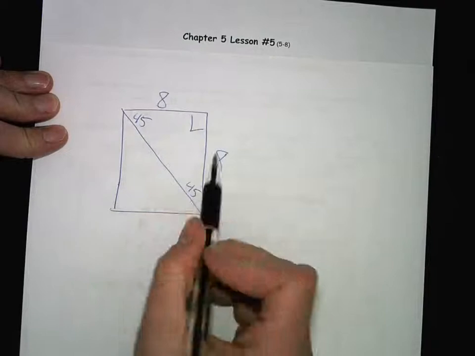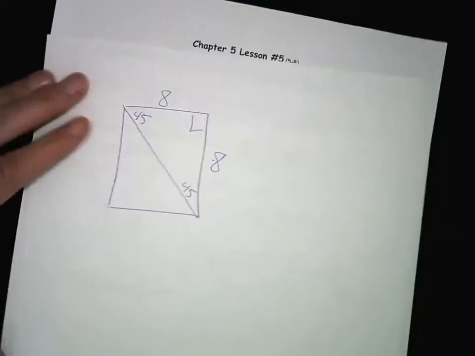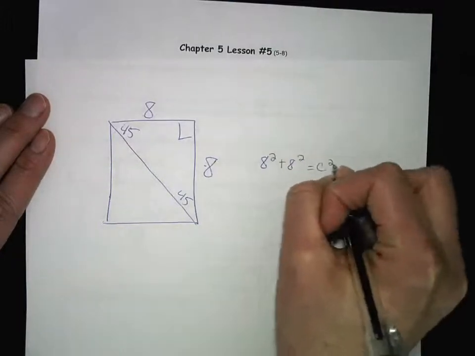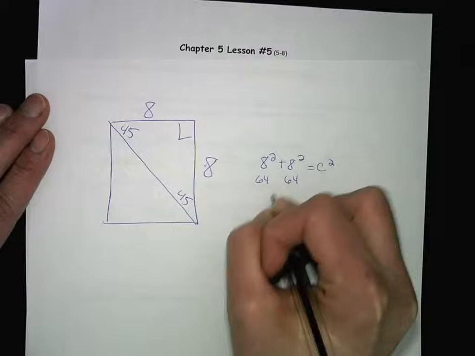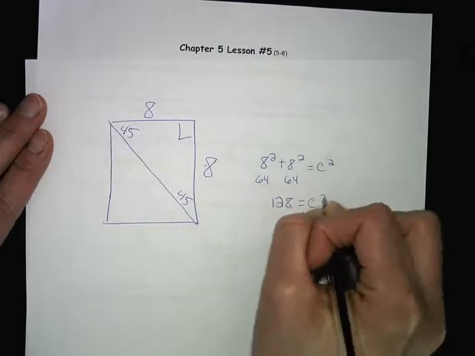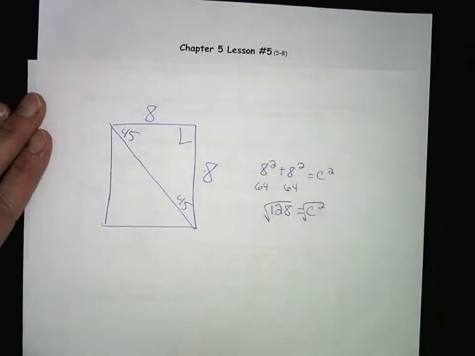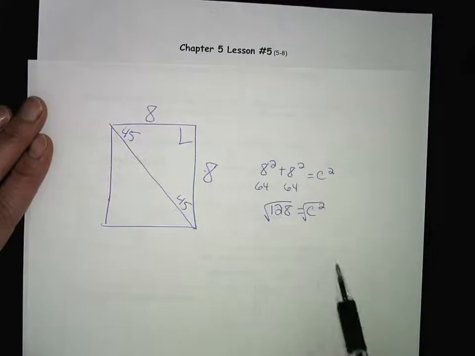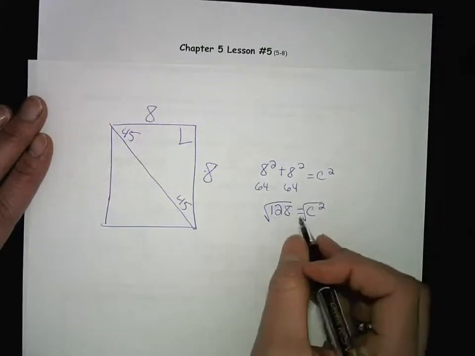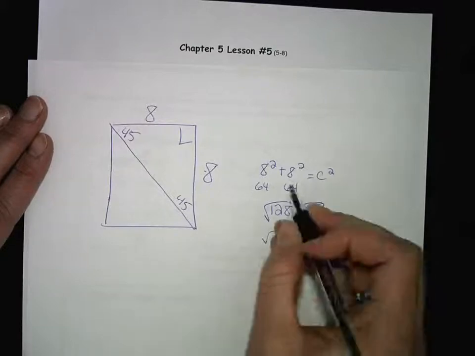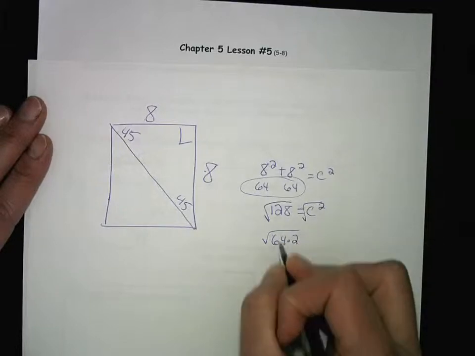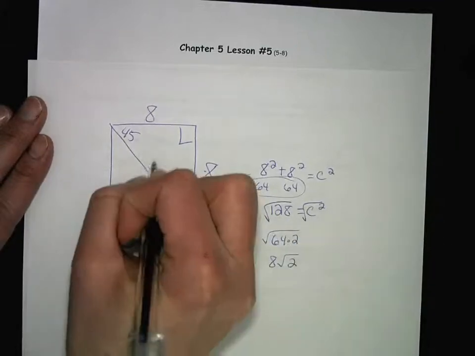Then again, a squared, b squared, c squared. Sorry, I bumped the paper here. I'd have 8 squared plus 8 squared is equal to c squared. That's 64 and 64, so 128 is equal to c squared. If I take the square root, you can break it down with the tree or the multiple method. I like the multiple method, which would be 64 times 2. That's 128. So the square root of 64 is 8, so 8 square roots of 2.